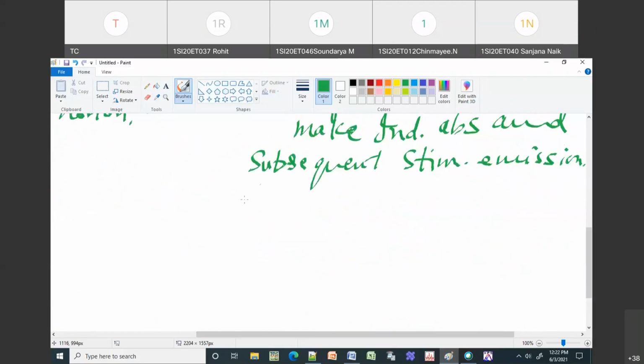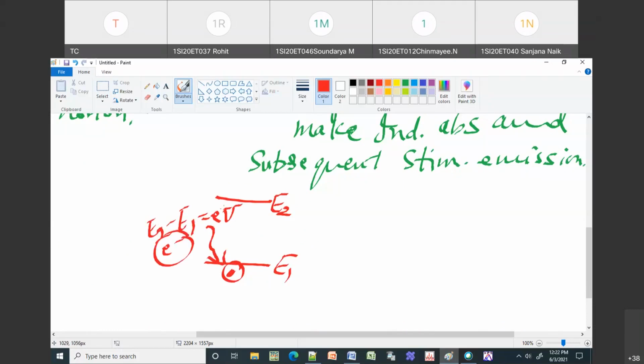Okay, so for example, I will just give one example. So if E2 and E1 are your energy levels, I have an atom here which is in the ground state. I will send an electron of energy E2 minus E1 is equal to eV. So this is your electron with this energy. Because e is constant, but if you keep changing your voltage, then you can match this E2 minus E1.